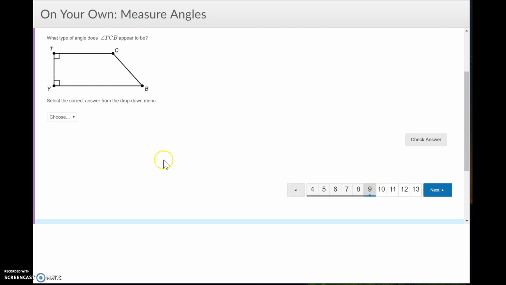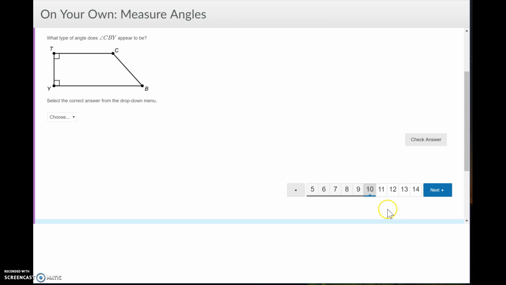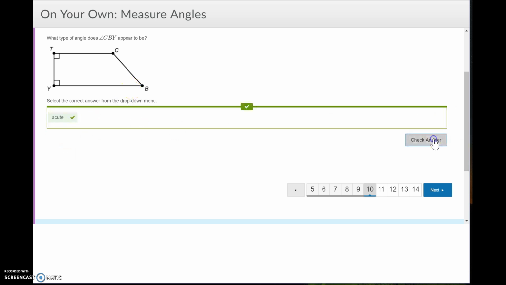Let's try another one. What type of angle does TCB look like? TCB. These are right angles over here. This one's obviously getting close, not bigger than a right angle, so that would be obtuse. And notice how they say appear because they're not telling you. What type of angle does CBY appear to be? So CBY, that one appears to be less than 90, so that's acute. Here we go.